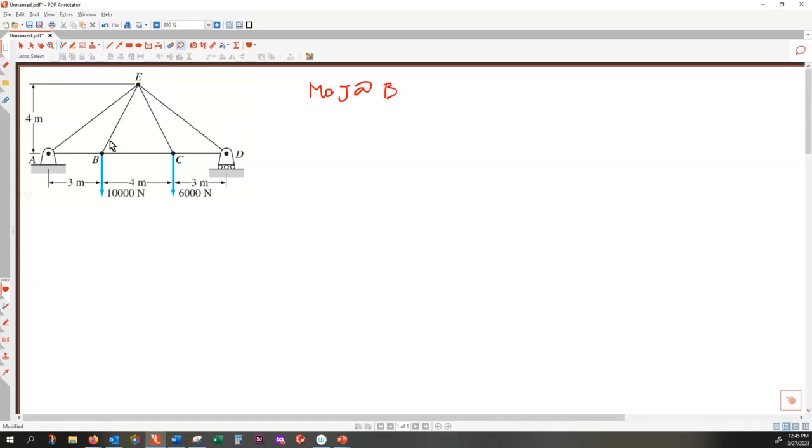So I have to isolate this node, and the free body diagram will become like this one. And just help me with writing the names. This force is FBA. This force is force BC. This force is called FBE, and that one is an external force of 10,000.